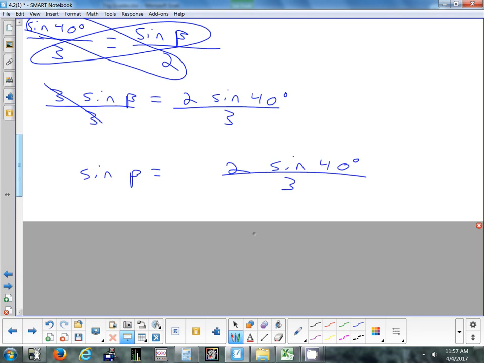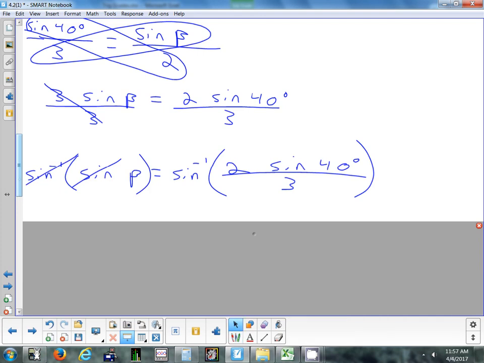We've done this before. Yeah, we take the inverse sine. Take the inverse sine of what's on the left. Those are going to cancel. And do the same thing on the right. You can't cancel anything on the right. You have to type it in exactly the way you see it right there. And I'm going to type that in.